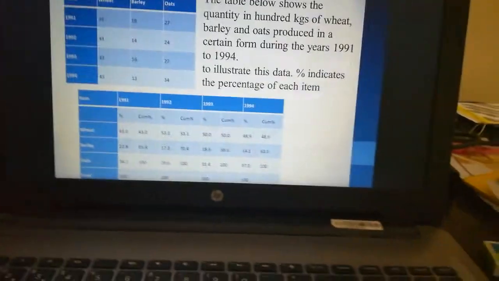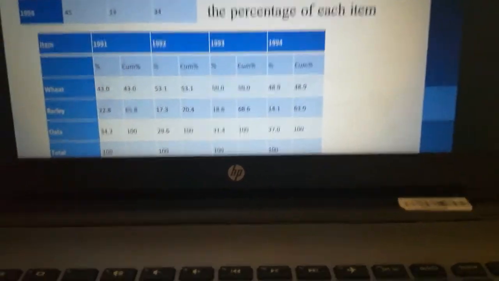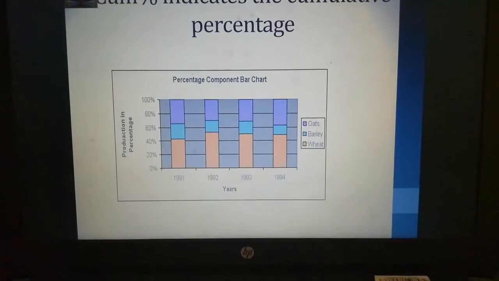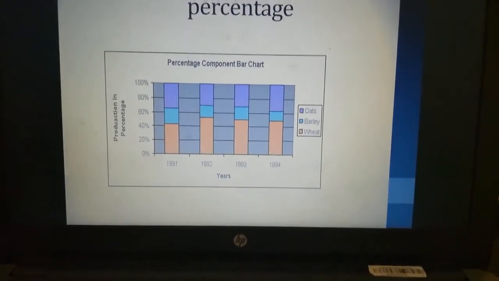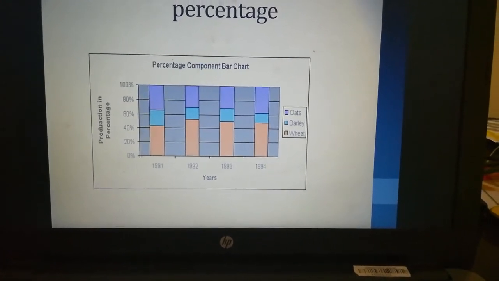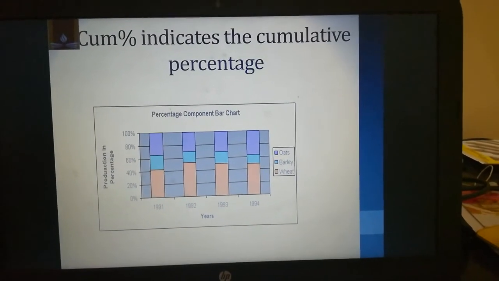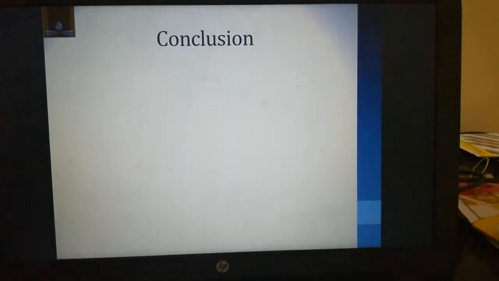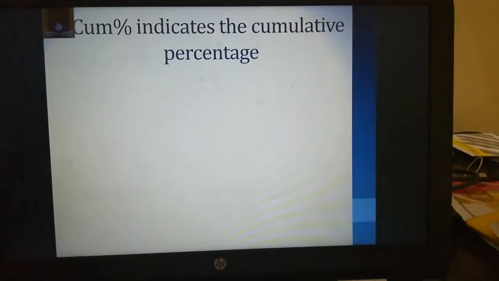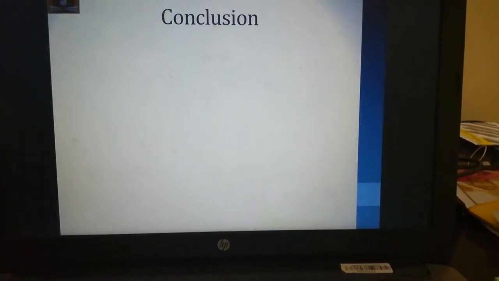So we first display all the data, then we find the percentage out of 100 of the production, then the cumulative percentage. Then what is the next step? We represent out of 100 percent the years, with oats, barley and wheat. The percentages are represented the same way for 92. So that's about the cumulative percentage, and this diagram shows the component bar diagram, the percentage component bar diagram.